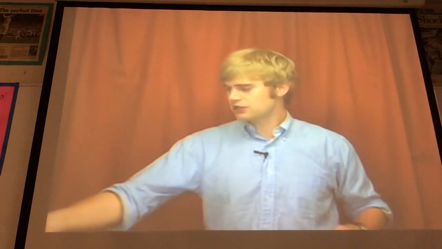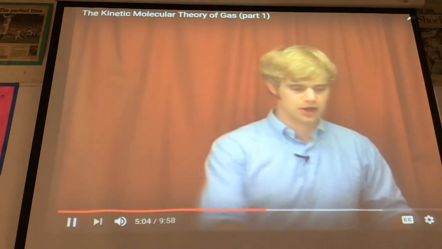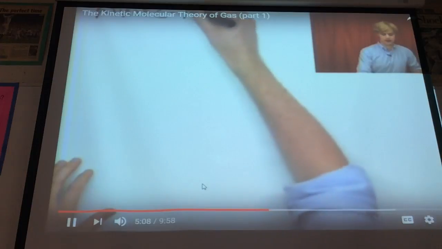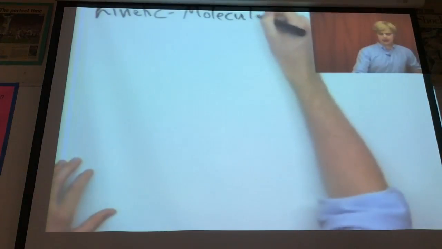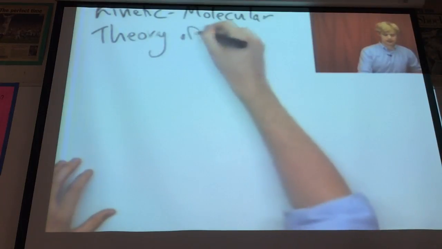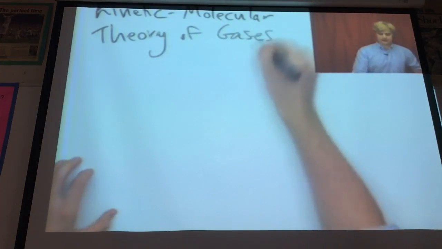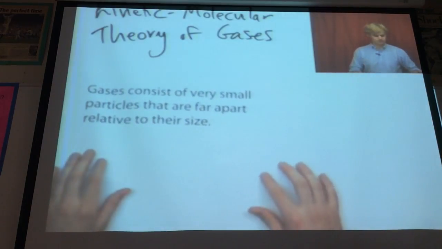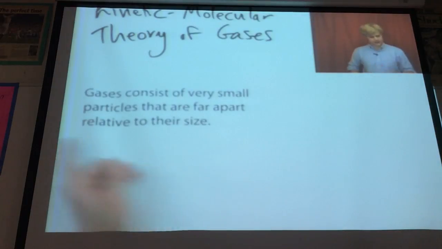So let's take a look at what some of the rules of this are. And once again, sometimes it's just referred to as a kinetic theory. I'm going to write down here, kinetic molecular theory. So in no particular order, let's take a look at some of the assumptions that we make about gases. Well, here's the first one. Gases consist of very small particles that are far apart relative to their size.